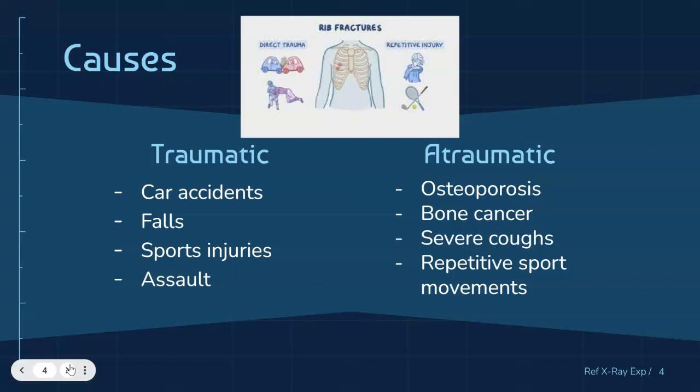In terms of atraumatic, a common condition that causes fractured ribs is osteoporosis or bone cancer, both causing weak bones that are more susceptible to rib injuries. Severe coughs, usually combined with osteoporosis or bone cancer, in severe cases can cause fractured ribs.